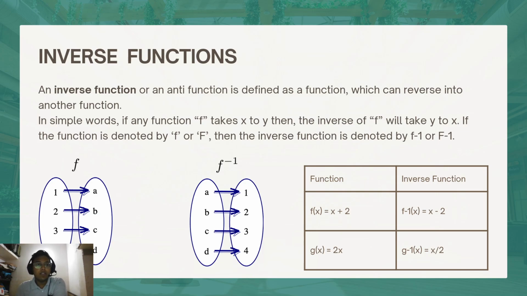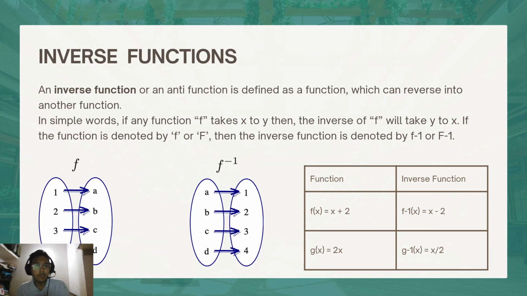Okay, so here an inverse function, or we can also call it an anti-function, is defined as a function which can reverse another function. In simple terms, if any function f takes x to y, then the inverse of f will take y to x, a reverse thing basically, just as the name says. So if the function is denoted by f, then the inverse is denoted by f^-1, right?